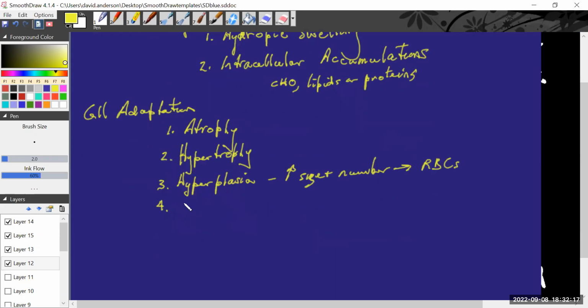Now you can also have an adaptation that's called metaplasia. Metaplasia occurs when you get a change in cell type. We talked about this when we mentioned a callus. That's an example of metaplasia. So you're getting the cell type is going to, well, actually, that's a type of hypertrophy and hyperplasia. So metaplasia is the cell type is actually going to change. Meta means change. So the cell type changes.